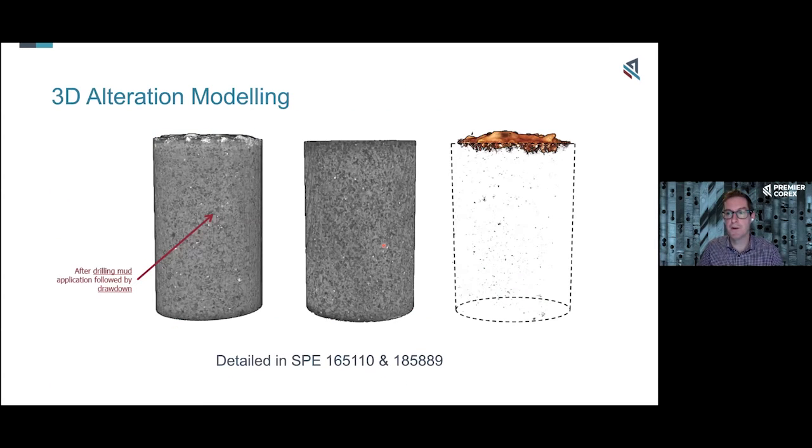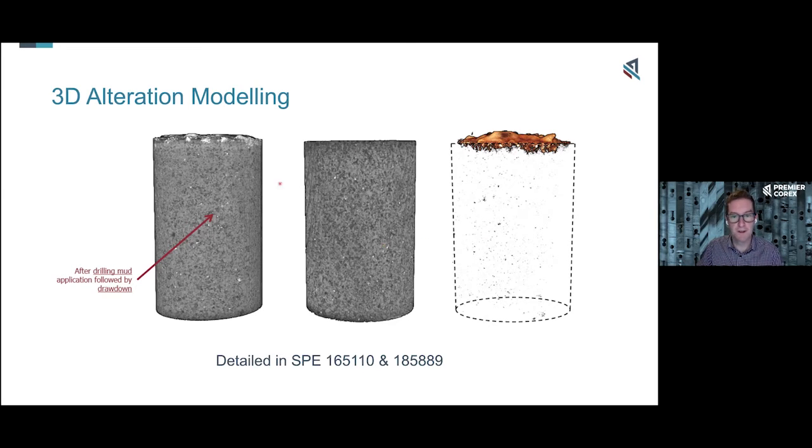And so what I'm going to show you are some images now based upon the theory of what we call 3D alteration modeling. I've put the SPE paper numbers up there. We published that to talk about this initial technique, which broadly speaking involves scanning core samples, the entire core sample that's going to be used in the core flood at high resolution, overlaying the data on top.